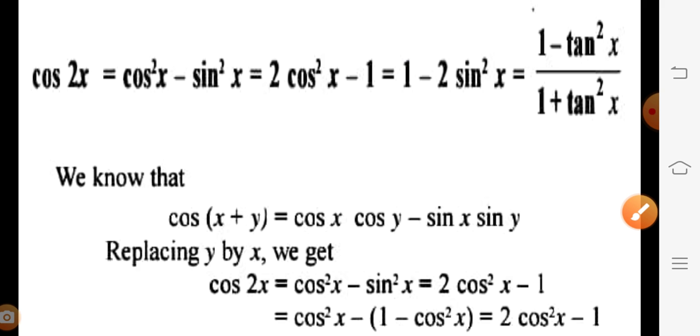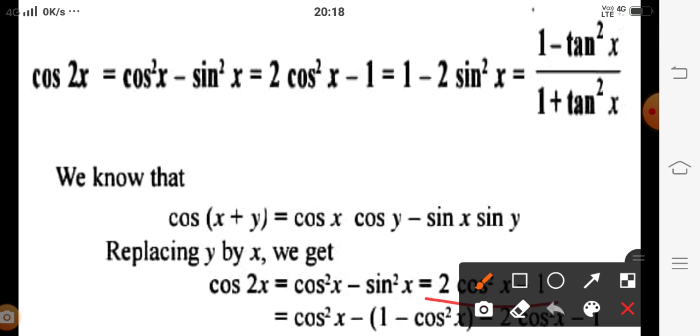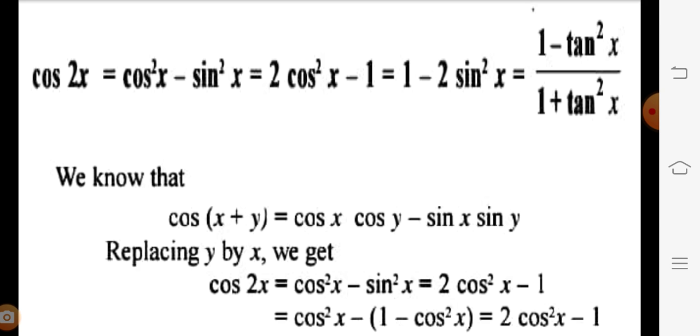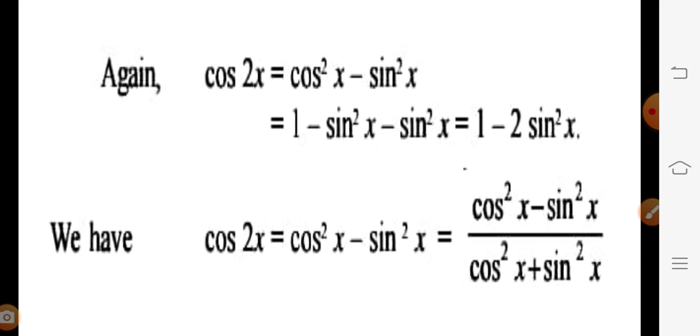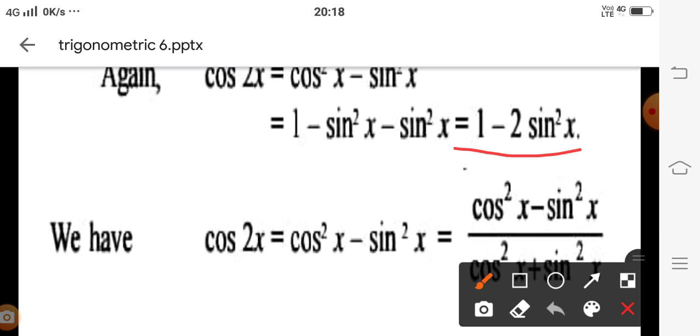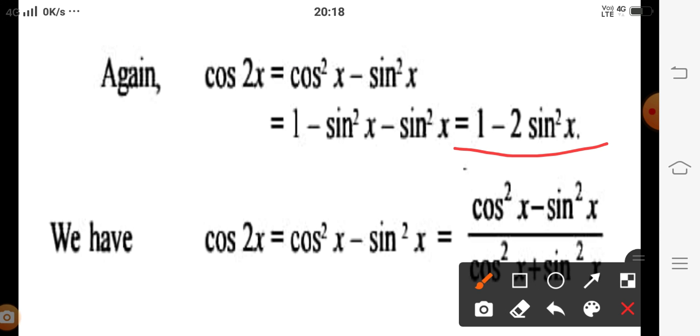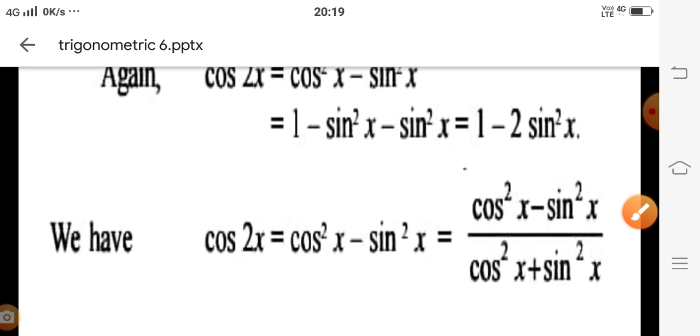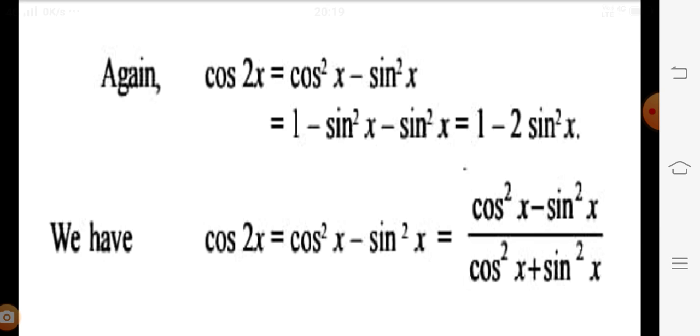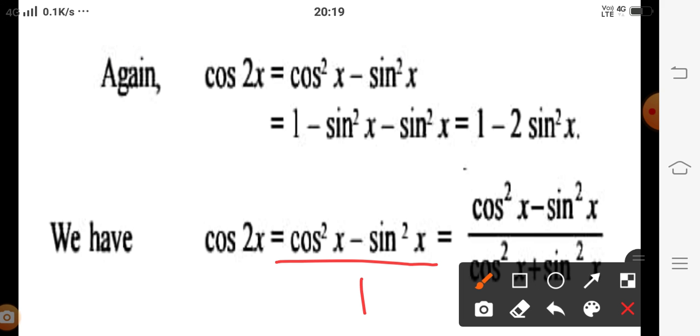Then if you are writing sin square x as 1 minus cos square x, then you are getting 2 cos square x minus 1. Similarly, if you are replacing cos square x in terms of sin square x, then you are getting the identity as 1 minus 2 sin square x. Cos 2x is equal to cos square x minus sin square x, and this value is written as cos square x minus sin square x upon 1.